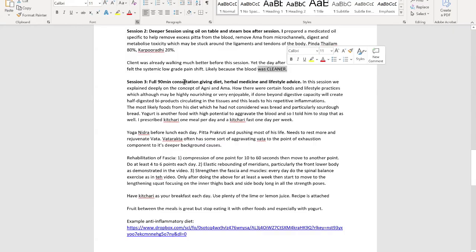Now, my tendency is I give some diet, herbal medicine, and lifestyle advice within each session. In this session, I mostly explained the concept of Agni and Ama to him. So I always explain some form of traditional medicine concept to the person so they can start to use balance in their life. That's the key way for the traditional medicine concepts. And here it's a very simplistic one. It's like fire, heat, and metabolism, or dampness and blockage in some ways.